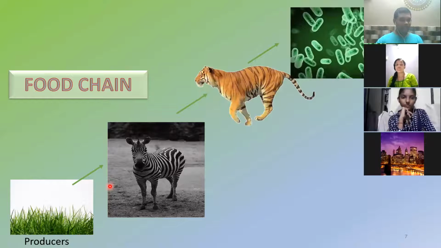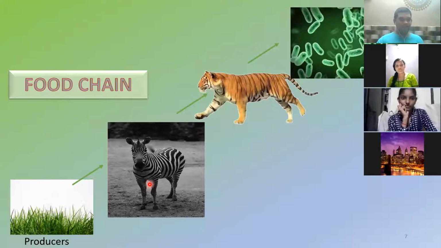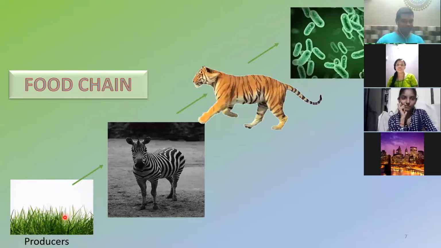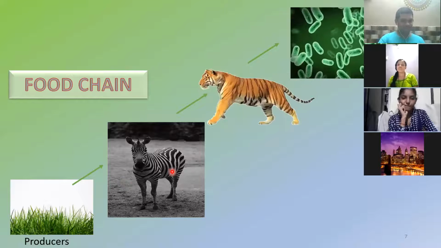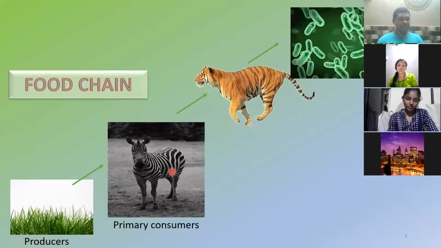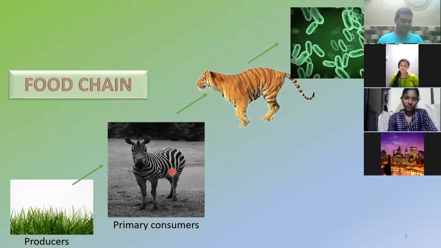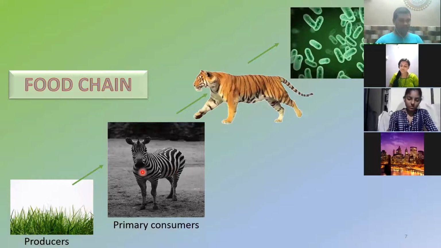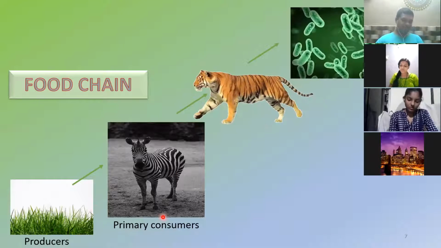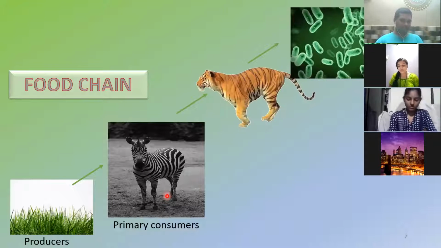So when an animal like the zebra eats the plants, the producers, it is getting the energy which the producers have got. The energy went to the next trophic level, so we call them primary consumers. Consumers means those which depend upon others for their nutrition. Because these are directly feeding on the producers, we call them primary consumers.